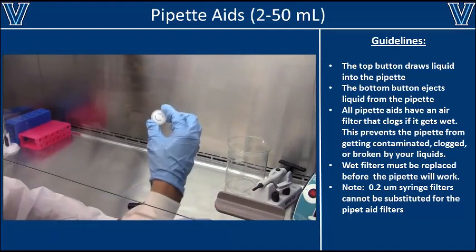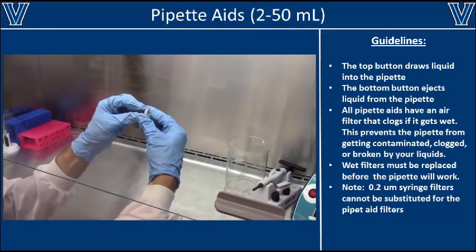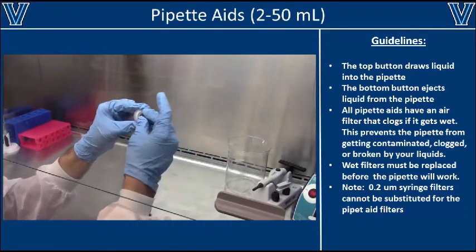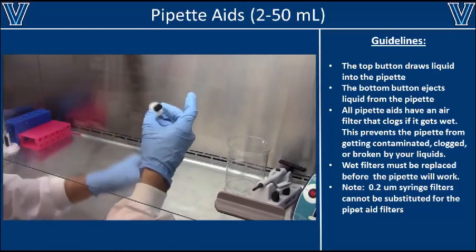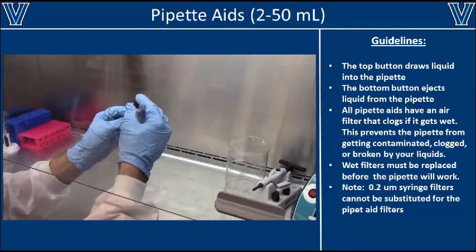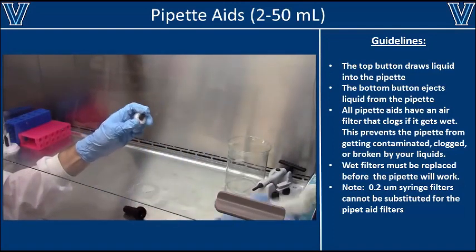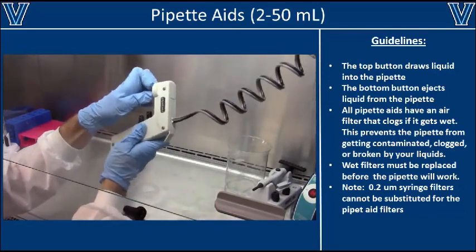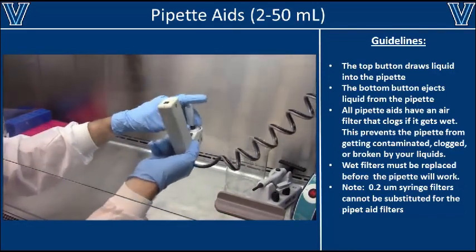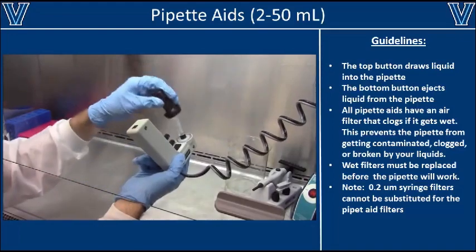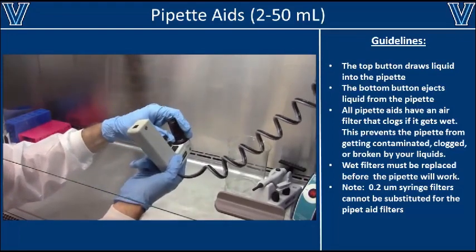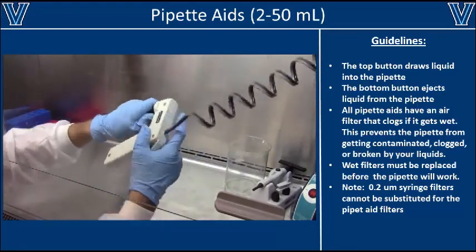Once you have removed the old clogged filter and thoroughly dried all the plastic pieces, reassemble the pipette aid, making sure that the new filter and all the rubber pieces are in the correct orientation. Once you put it back together, test it with some liquid to make sure that it works. If the pipette aid continues to malfunction, let your supervisor know immediately.